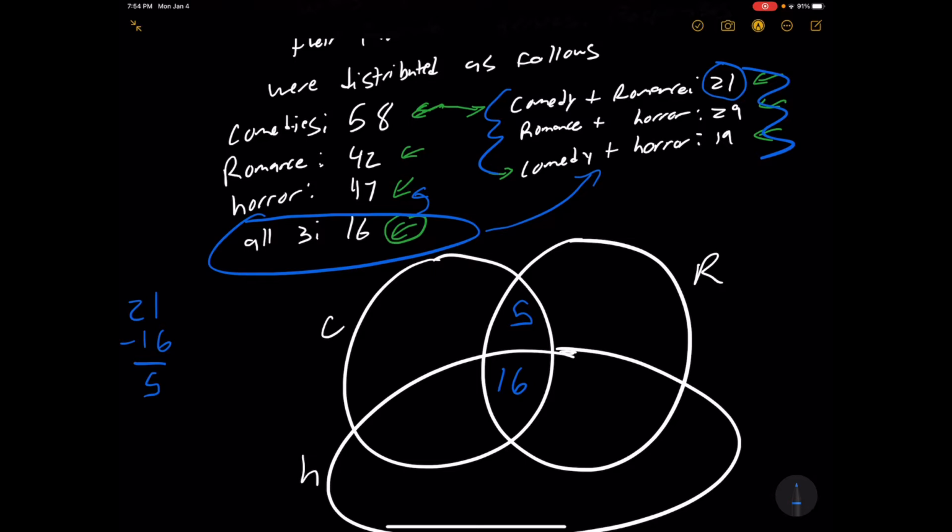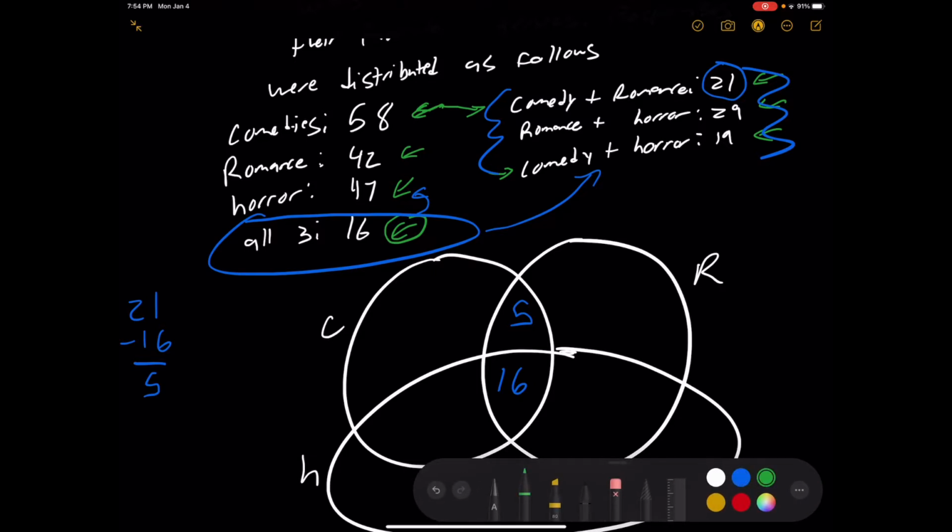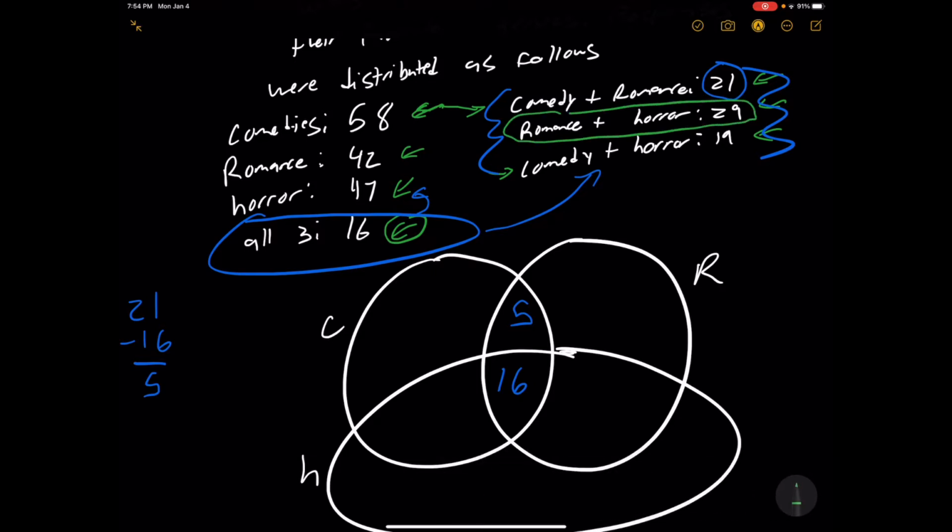Now we move on to the next piece. Do this in a different color. Romance and horror. 29 people like romance and horror. That's going to be this spot right here. And so a 29 would go there, but once again, 16 of them are already accounted for. 16 of the people who like romance and horror also like comedies. So we have to do our 29 minus 16 this time, and what we're left with is 13. So we get a 13 in this spot.